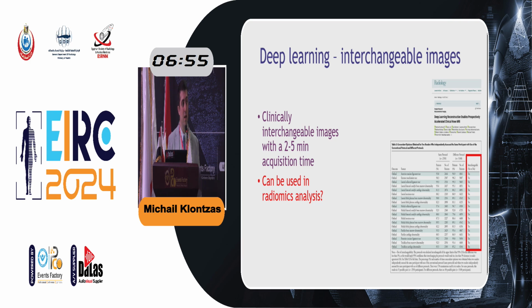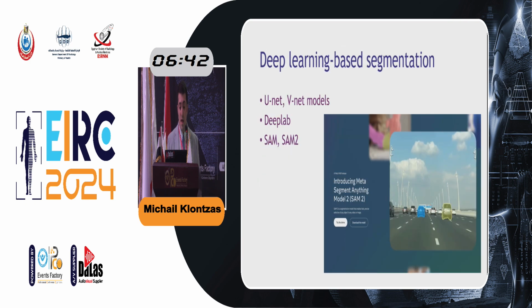But we need to think, can we use this information in radiomics analysis? So it is interchangeable with regards to the human eye, but is it interchangeable in terms of texture? This needs to be studied. And then we need to select the region of interest to extract the information, and we have models, the models that you saw for the spine earlier on, that can automatically detect structures across the body.